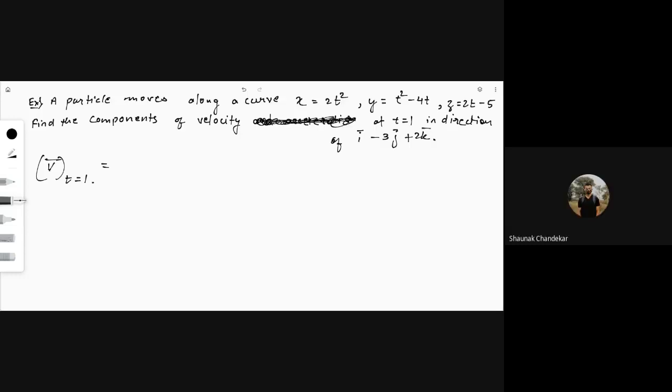So 4 i bar minus 2j bar plus 2k bar. 4 i bar minus 2j bar plus 2k bar. So velocity at t is equal to 1 is this.